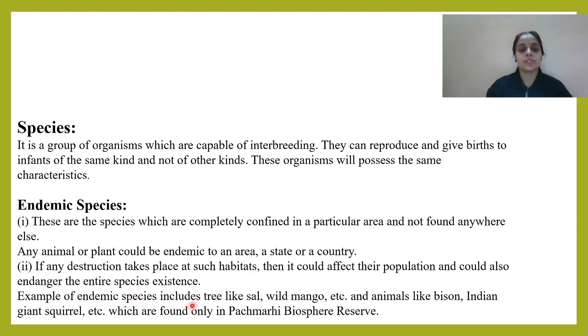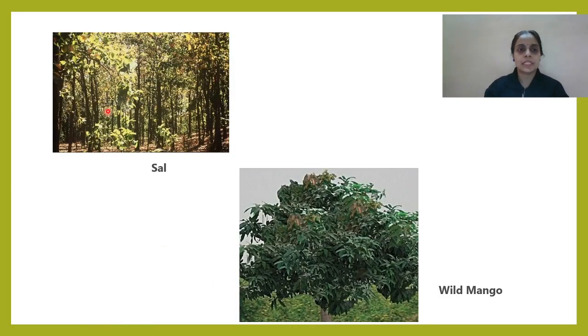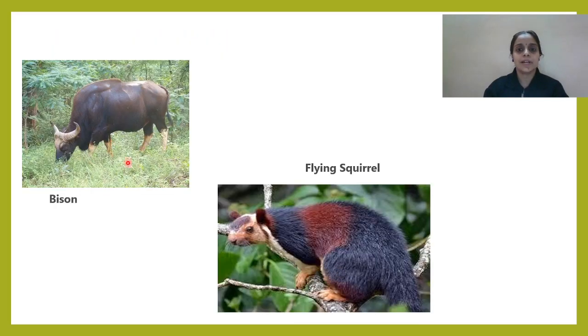Examples of endemic species include trees like sal, wild mango, etc., and animals like bison, Indian giant squirrel, etc., which are found in Pachmarhi Biosphere Reserve. You can see in the diagram the sal plant, wild mango, bison, and flying squirrel.